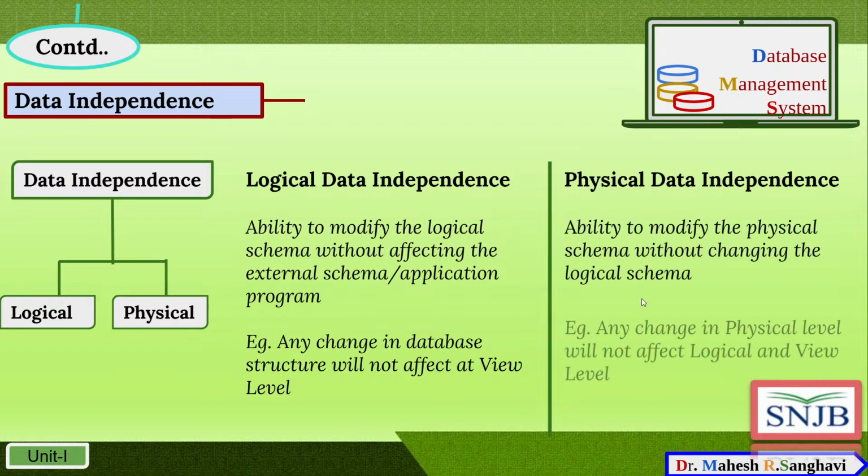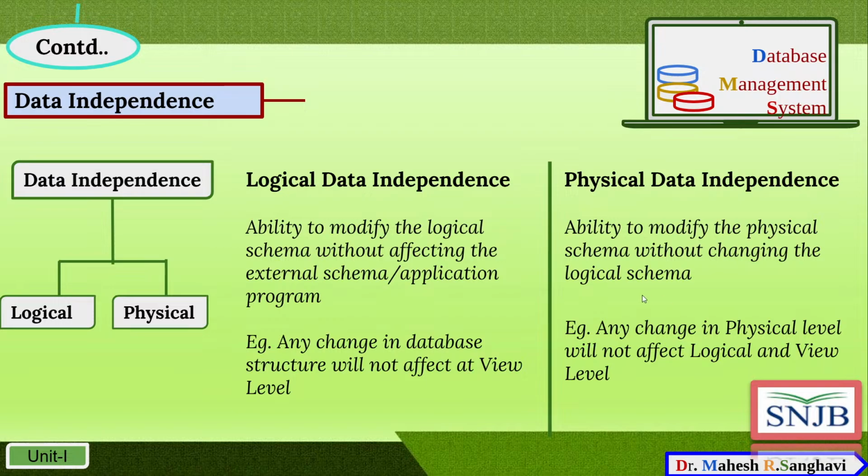Next is physical data independence. Changes in how data is stored physically, like using a new file system or compression, should not affect the logical structure. For example, changing storage from hard disk to SSD doesn't affect how your tables are written. It makes the system strong and easy to upgrade.